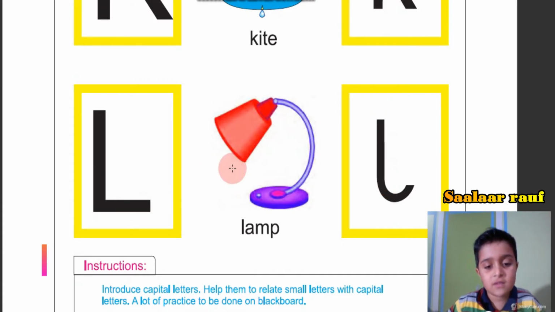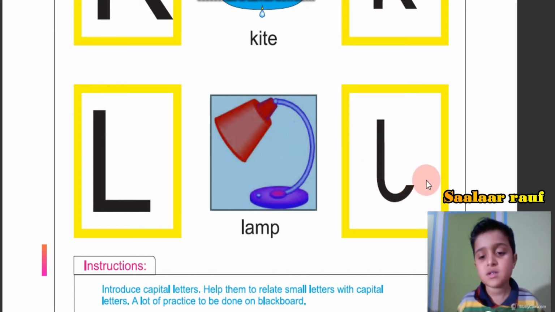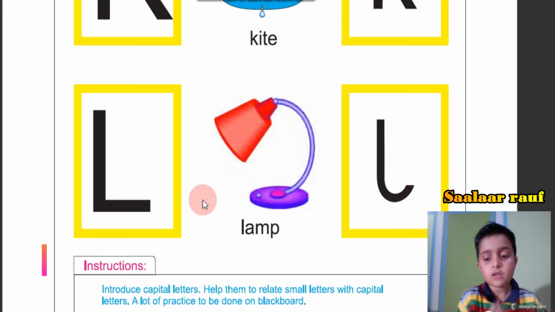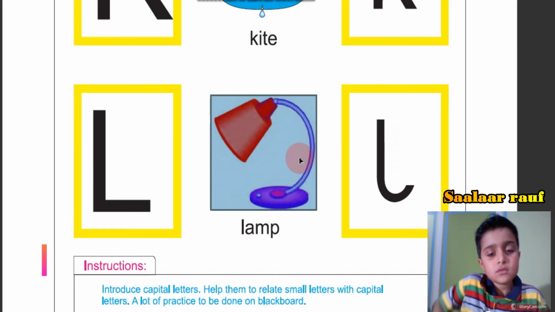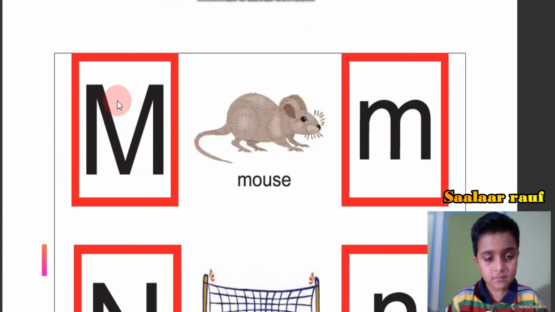What is this? L. L for lamp. What is this? L. And what is this? L. L for lamp.